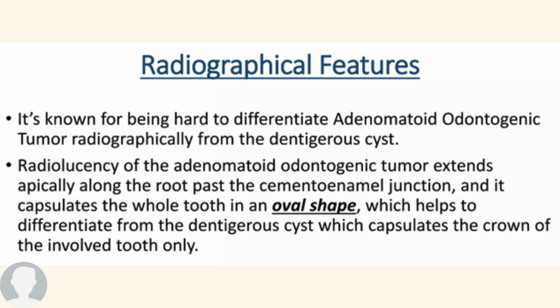Now, we need to differentiate the adenomatoid odontogenic tumor from the dentigerous cyst. How to differentiate between them? Both of these are associated with unerupted teeth. But the adenomatoid odontogenic tumor is not always associated with an unerupted tooth. It might appear with no reason behind it, and it is not associated with any unerupted teeth. Whereas the dentigerous cyst is always associated with an unerupted tooth, commonly the unerupted third molar. If you see a radiolucency there, this is the dentigerous cyst.